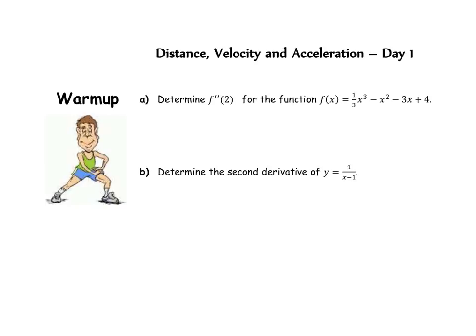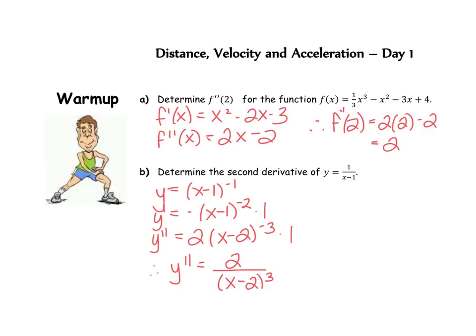Then I'd like you to find the second derivative of that second function, y equals 1 over x minus 1. So go ahead and pause the video and then start replaying, and I will show you the answer and you can see if you're right. Here you can see your answer for part A should be 2, and your answer for part B, you should get 2 over x minus 2 all cubed.